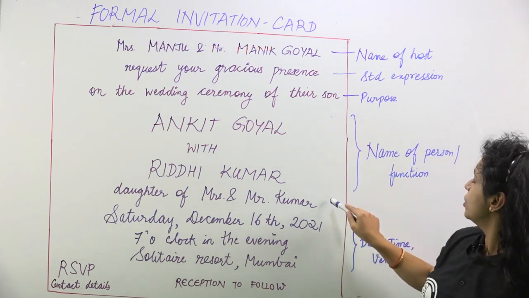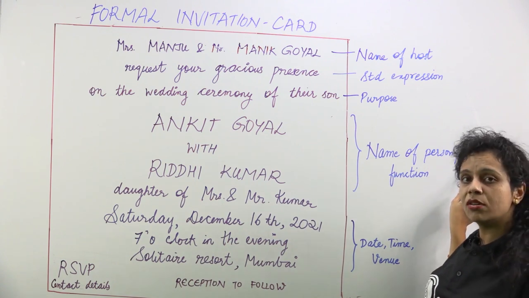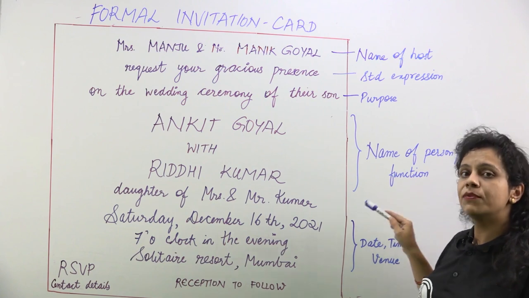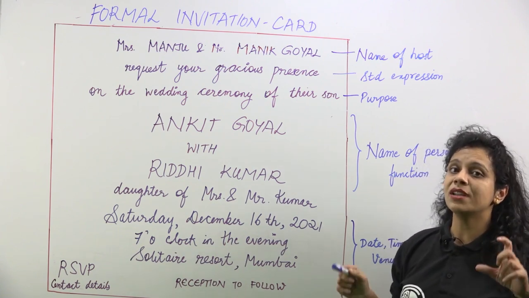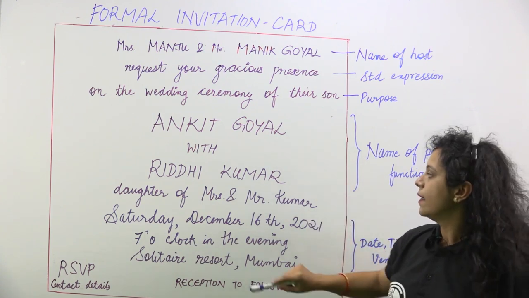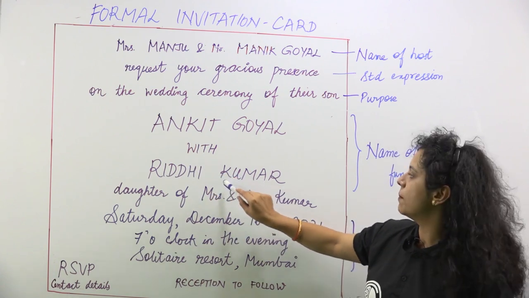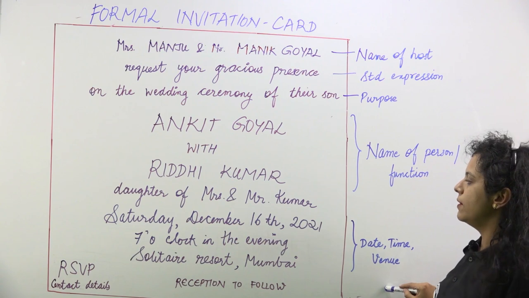Of their son. Here you will find the name of the persons for whom the program is being organized or the name of the function. मान लीजिए कोई आपने म्यूजिक फेस्टिवल रखा है तो आपने उसको कोई नाम दिया होगा. So those names are going to come over here in bold letters. Then obviously the information about the girl, daughter of Mrs. So and so. Then you will have the date, time and venue.